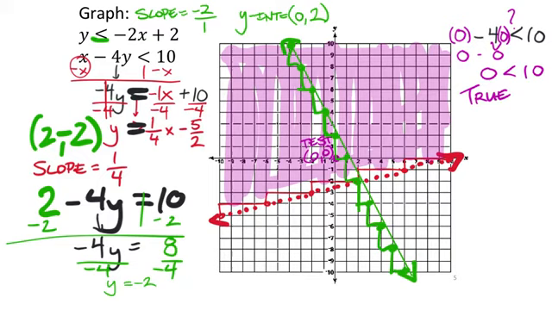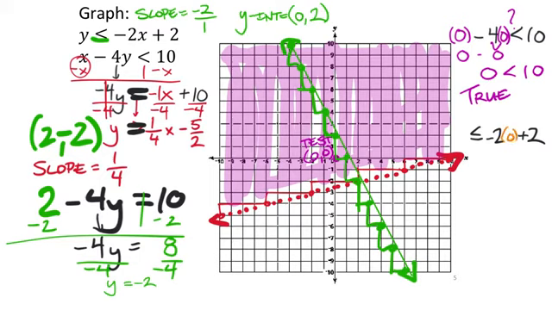Now, I need to test one of the sides of this line, and of course, this line does not go through the origin, which means that I can also test the origin in the original inequality. So, that was y is less than or equal to negative 2x plus 2. But now I'm going to test the same ordered pair, the origin, and see how this comes out.